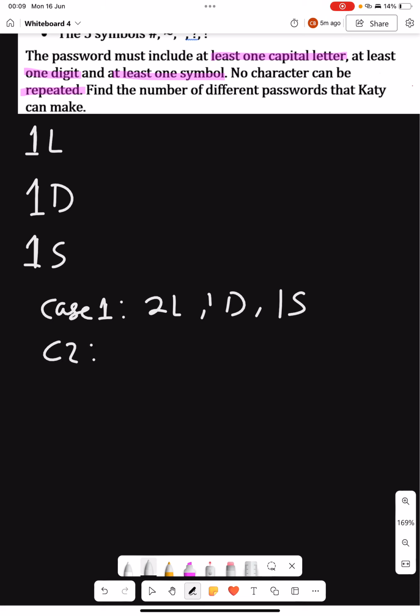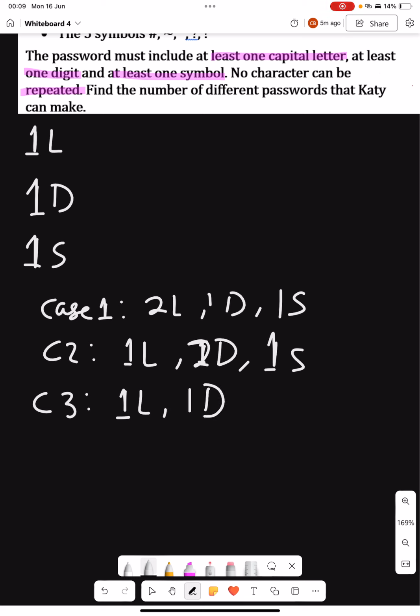Case 2, we can have 1 letter, 2 digits, and 1 symbol. Case 3, we're going to have 1 letter, 1 digit, and 2 symbols. Right. So we're going to do this.